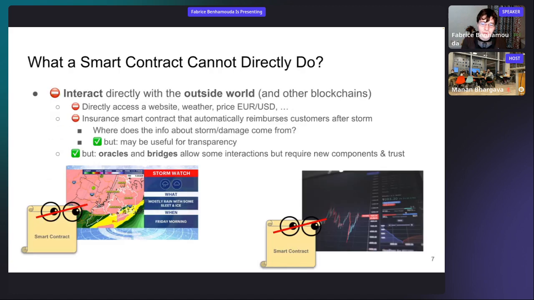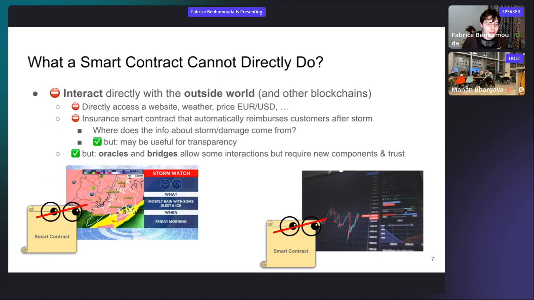But what I really want to insist on is what a smart contract cannot directly do. And I want to insist on that because I think there is a lot of confusion. If you look at newspapers and regular news, you will have the impression that smart contracts can do a lot of things that in truth they cannot do.